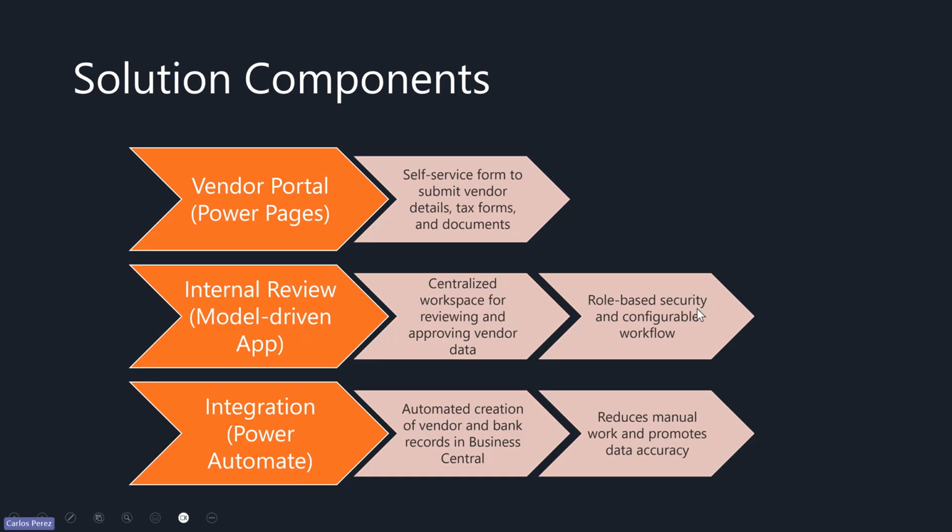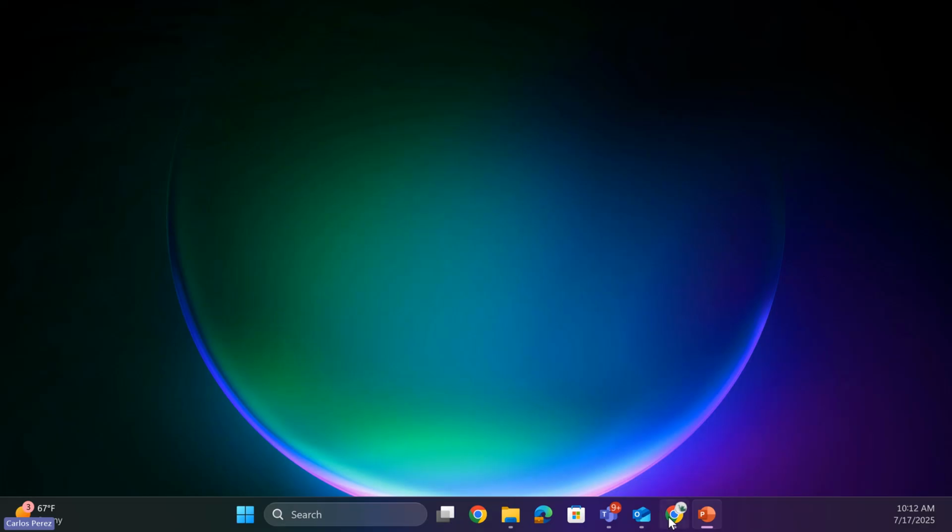And also it's very important to have role-based security that allows different members of the organization to work with the vendor data. And then through Power Automate, we're going to automate and integrate the creation of those records in Business Central, reducing the need for manual entries. So I'm going to start with the actual demo of the solution.